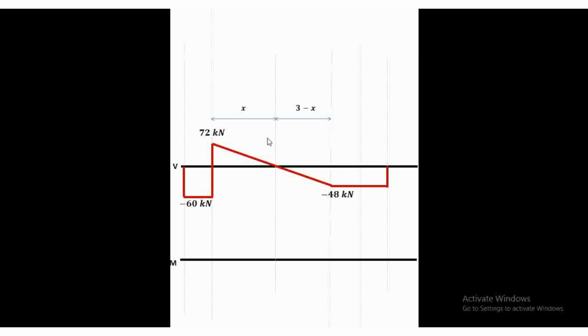Kapag nakuha ko na ngayon si x, yung value ng x, I can draw now my moment diagram. Now, the relationship between shear and moment, ang sabi doon, the moment is equal to the area of your shear diagram. What do I mean by that?